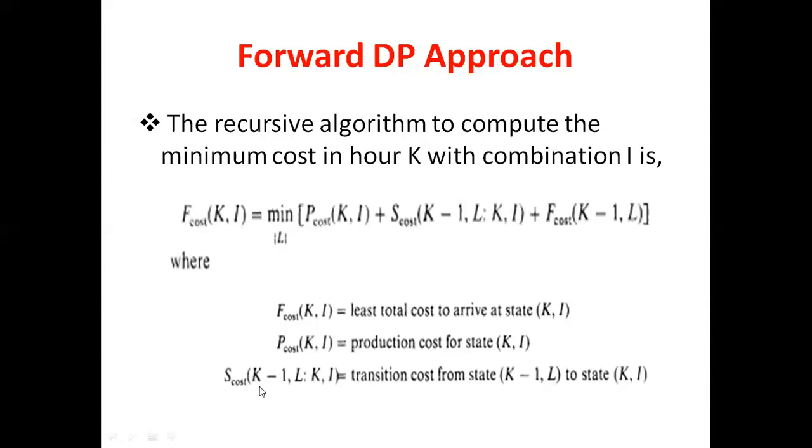And S cost K minus 1 comma L to K comma I is the transition cost from state K minus 1 comma L to state Ki. It is the transition cost from the previous state to the next state. This is called the S cost.